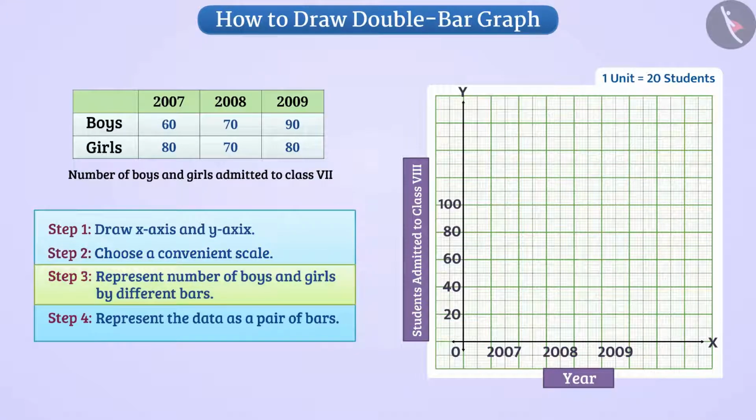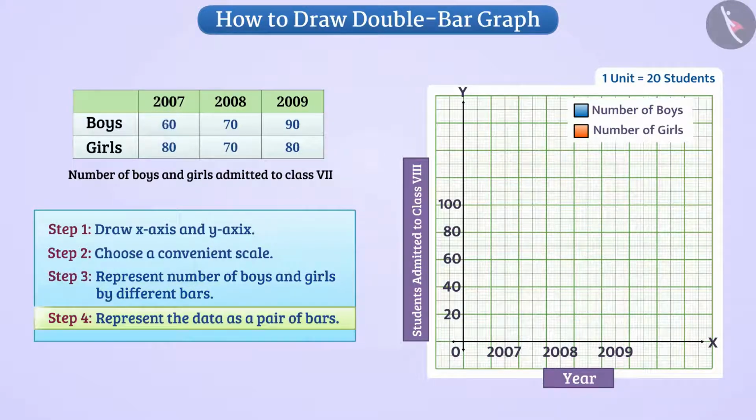Step 3. For showing the number of boys, we will take color of bars like this, and for showing number of girls, we will take bars of this color. Step 4. Now we will represent the data as a pair of bars. To show that there were 60 boys and 80 girls in class 8 in 2007, we would draw the bar representing number of boys 60 and with this also, draw the bar representing number of girls 80.